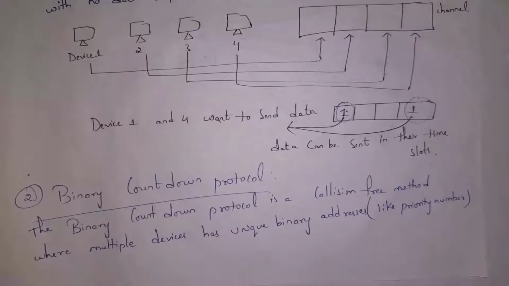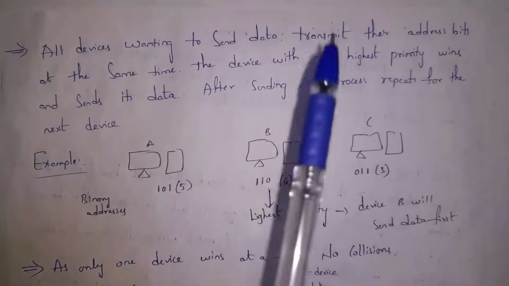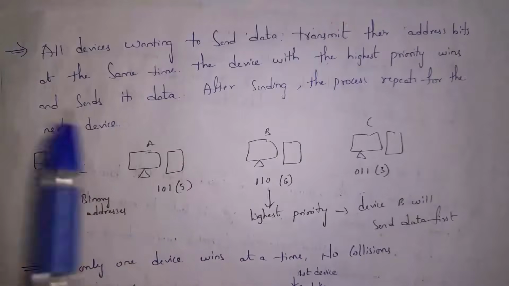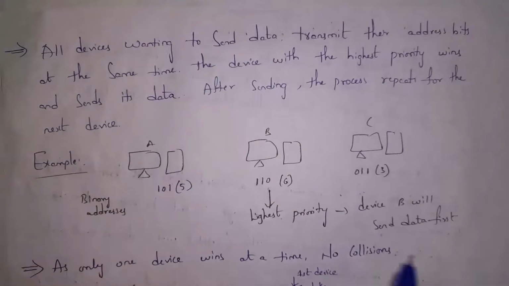So in binary countdown protocol, each and every device is given a unique binary number. We call it the priority number. If all devices want to send data at the same time, then only the device with the highest priority wins and that device will send data. After the device with the highest priority sends data, the same process will repeat for the remaining devices. This is all about binary countdown protocol.